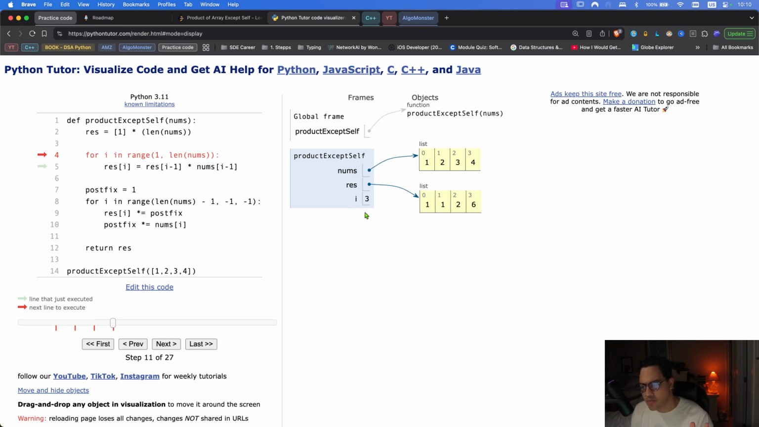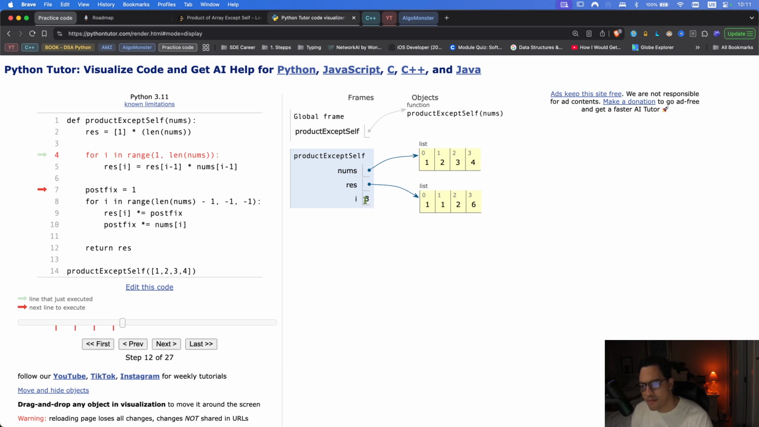So up to this point, we reached the end of that first pass over the array, and we have our product 1, 1, 2, and 6. So we're good till here. Now we move over, and remember we're initiating postfix at 1 because we're starting from the back of the array.